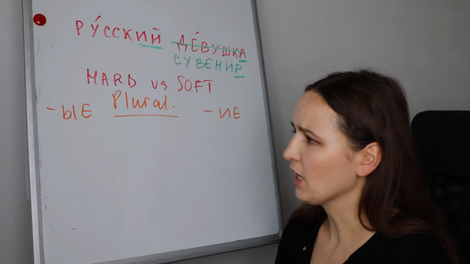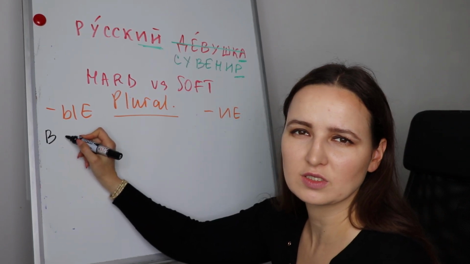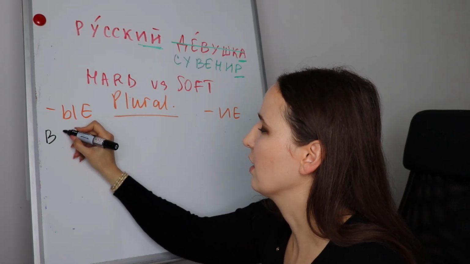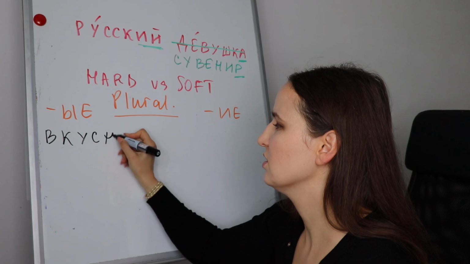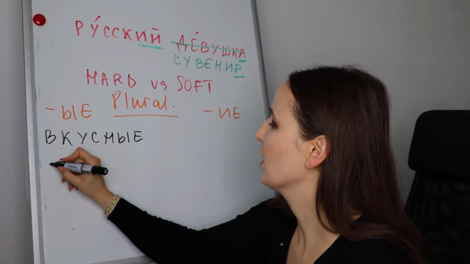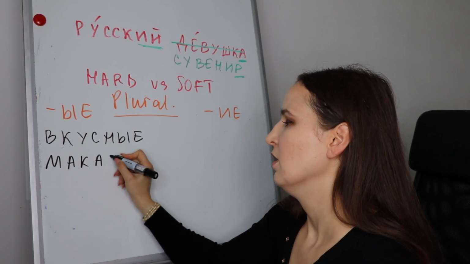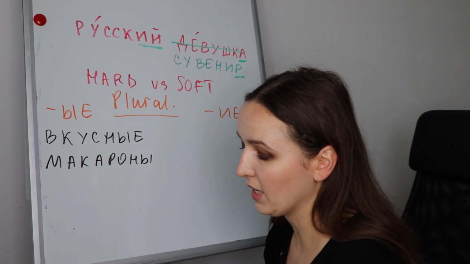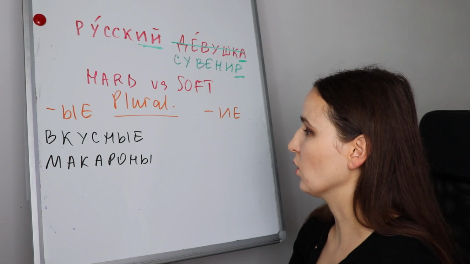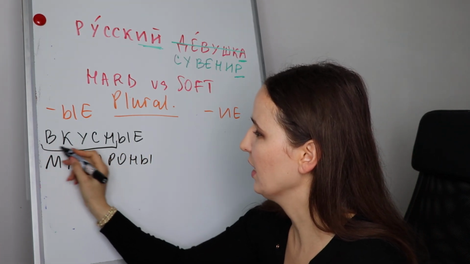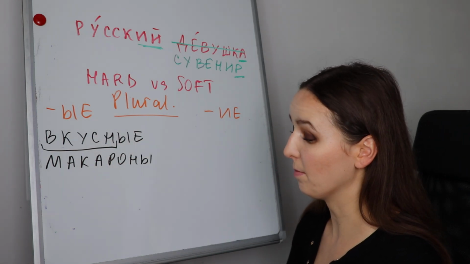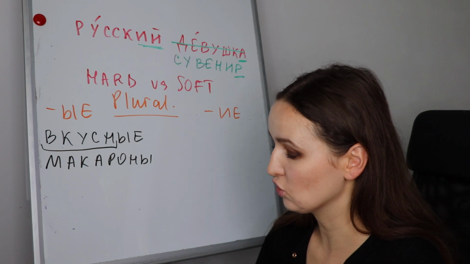Вкусные макароны. Tasty macarons. Macarons in Russia we call pasta. Spaghetti we call macarons. Вкусные макароны. Вкусн, the stem ends in a hard N, so we will use the ending ые. Вкусные макароны. Now let's look at the soft adjective.